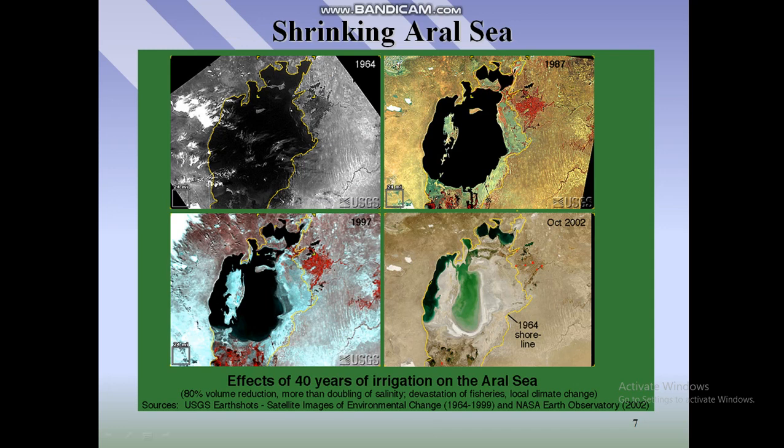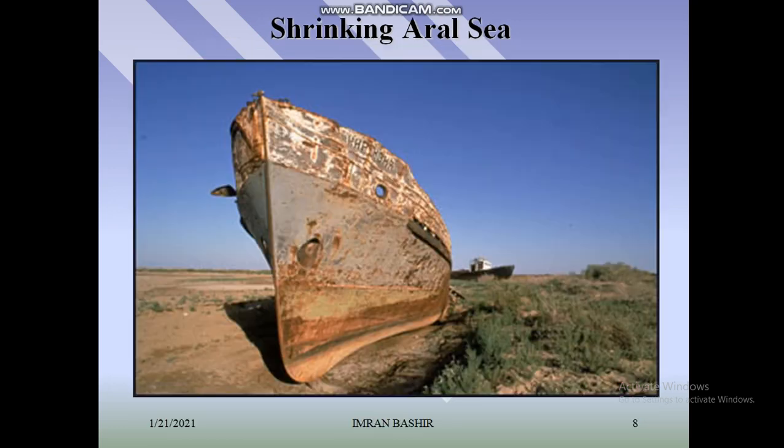1964, 1987, 1997, October 2002. So you can see the shrinking of the Aral Sea. Effect of 40 years of irrigation on the Aral Sea: 80% volume reduction, more than doubling of salinity, devastation of fisheries, and local climate change. Shrinking of the Aral Sea.